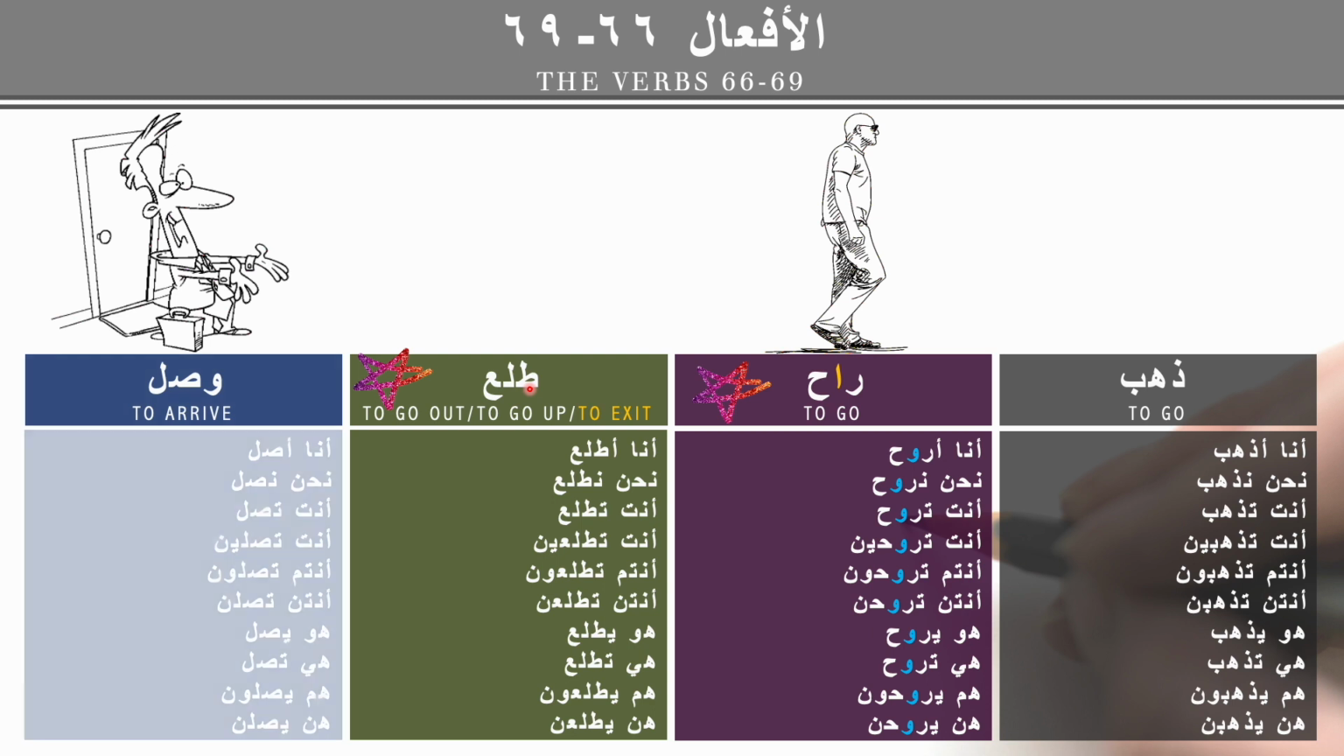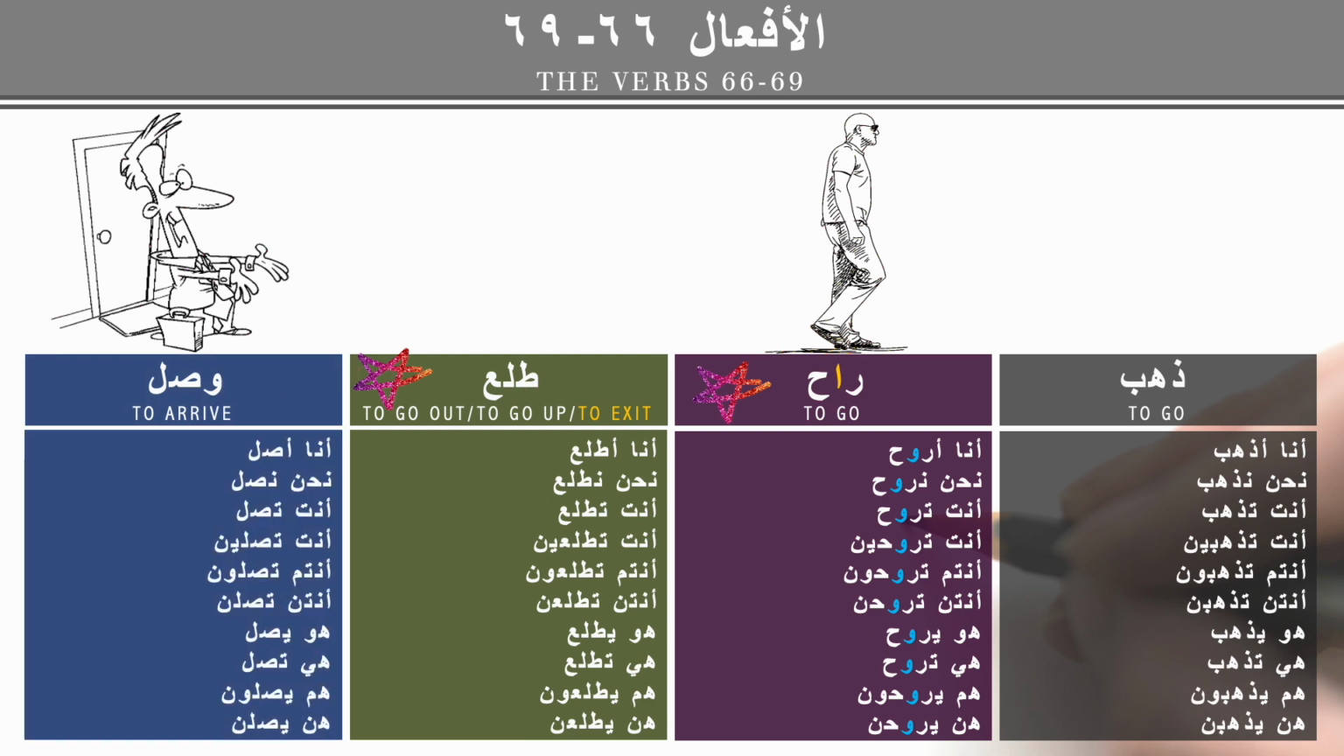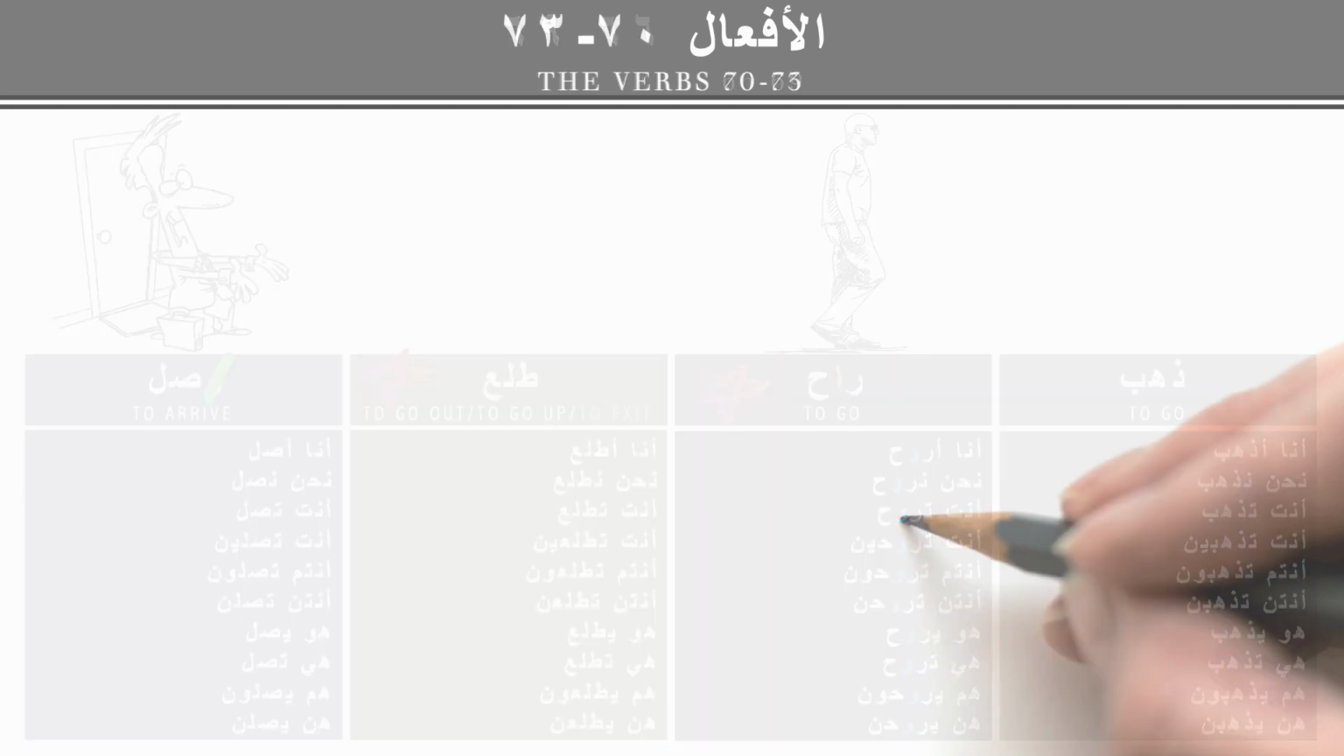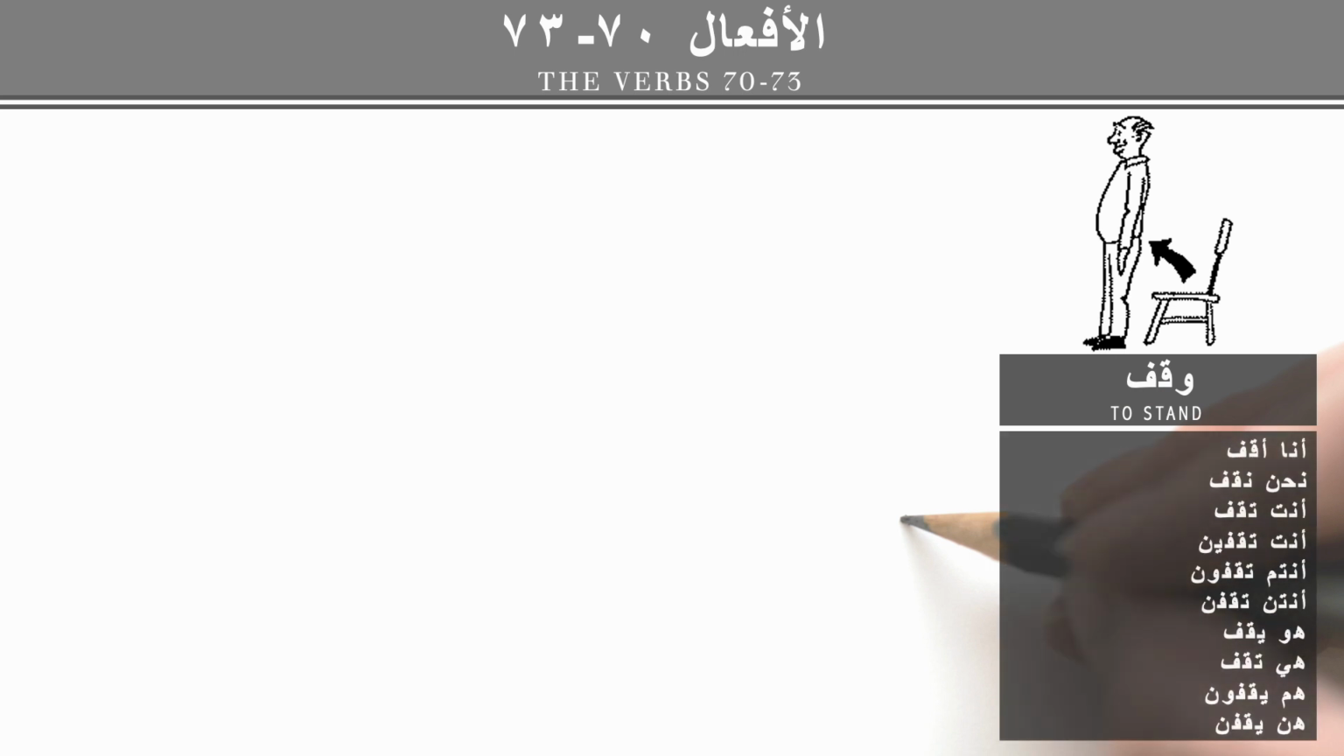Let's see the next one, which is the verb to arrive. وصل. The thing you want to pay attention to is that this is a 3-letter verb that starts with a vowel letter, so we need to remove the wa from the beginning, then we conjugate. Let's go to the last batch of verbs in this lesson, the verb to stand. وقف. This is the Modern Standard Arabic pronunciation. In my Saudi dialect, I say وقف. This is a 3-letter verb starting with a vowel letter, so we remove wa and then we conjugate.